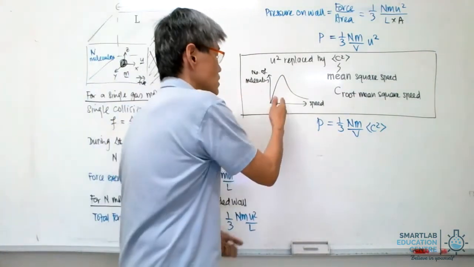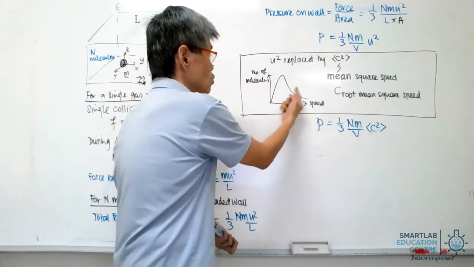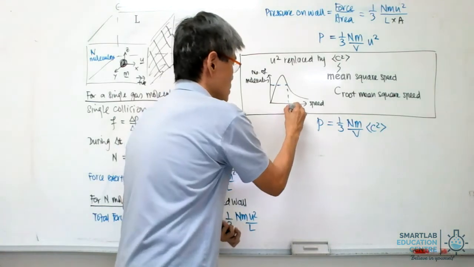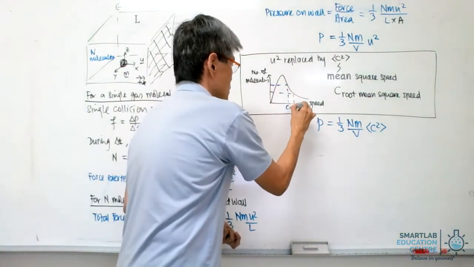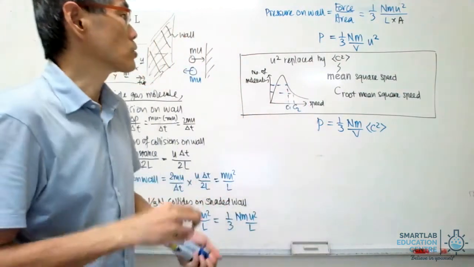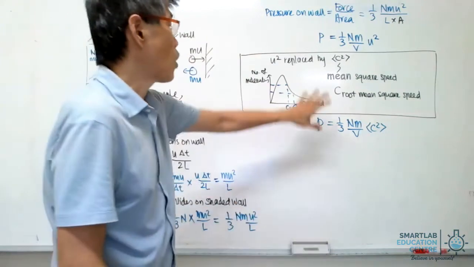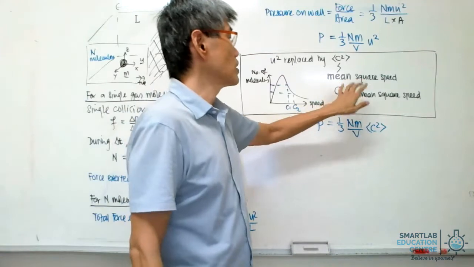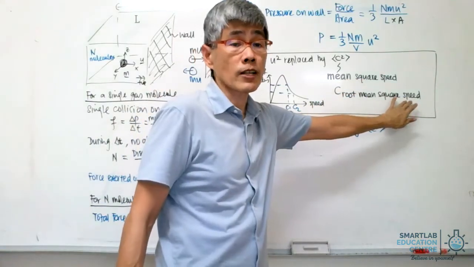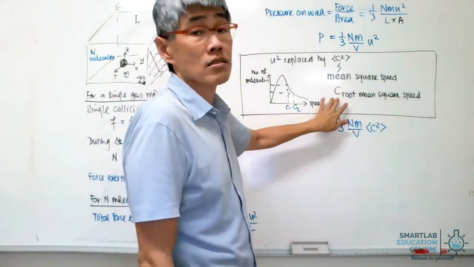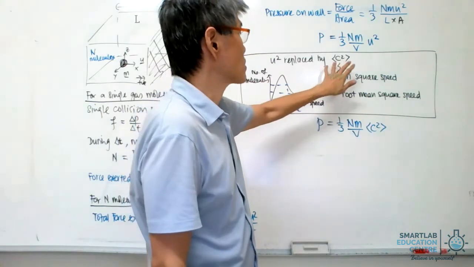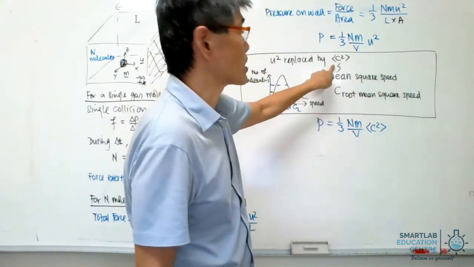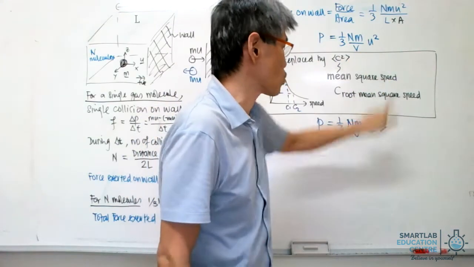This graph tells you that at a certain temperature T, you will have some molecules with a speed C1 and a certain number of molecules with a speed C2. So the best representation for all these possible speeds is to make use of the root mean square speed. C represents the root mean square speed, which means C squared represents the mean square speed. So that's a representation for it. We could replace the u squared with this.